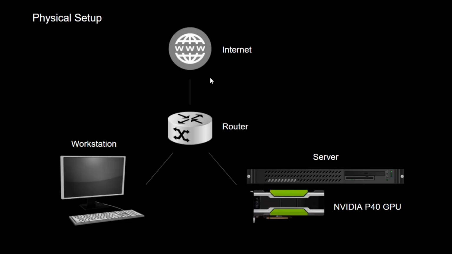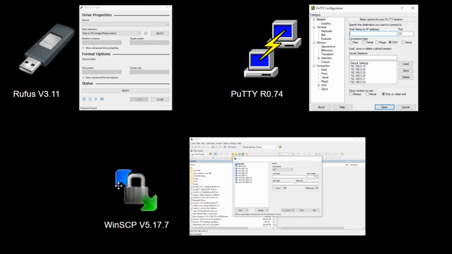For your physical setup, you're going to need a workstation. In this case, I'm using Windows 10, your server with a GPU installed, a router, and connection to the internet. Software we'll be using today will be Rufus for creating our ISO flash drive, PuTTY for SSHing into our server, and WinSCP for transferring files up to the server.